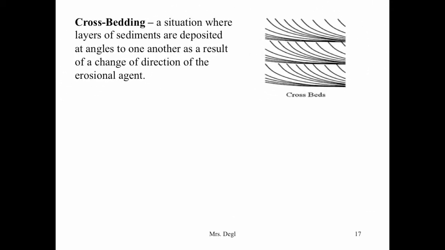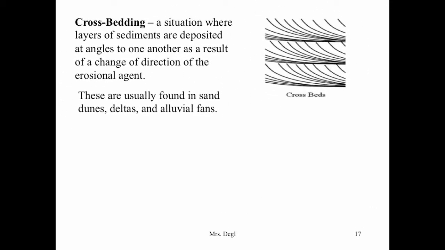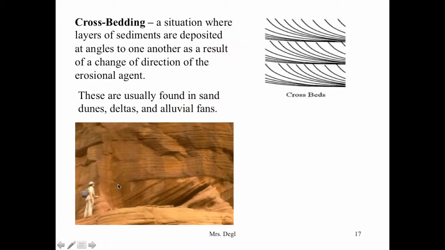Cross bedding is where layers of sediment are deposited at angles and they result in the changing of direction. So this usually forms in sand dunes, deltas, and fans. So here's an example of a rock that's been cut into. You can see how the wind tended to blow when it was depositing in those years, and then it went a lot more horizontal.